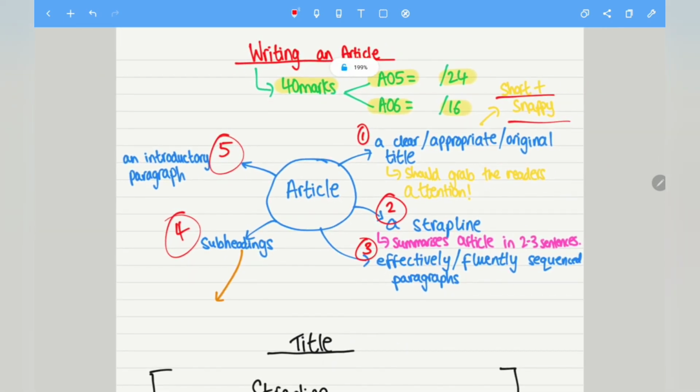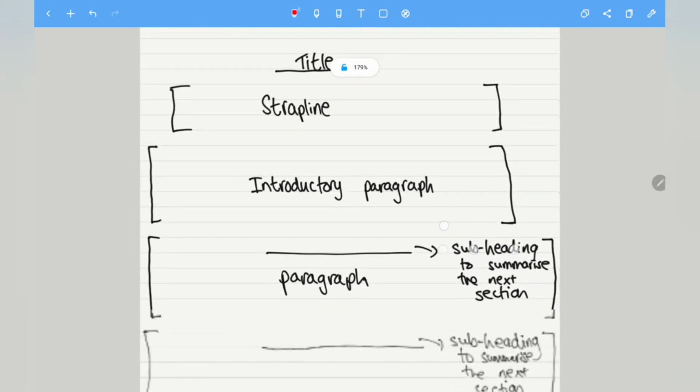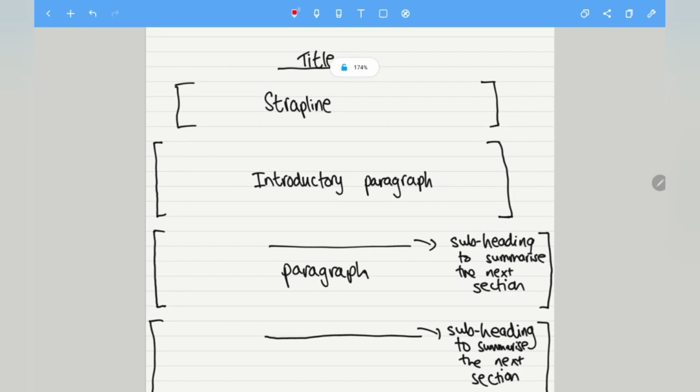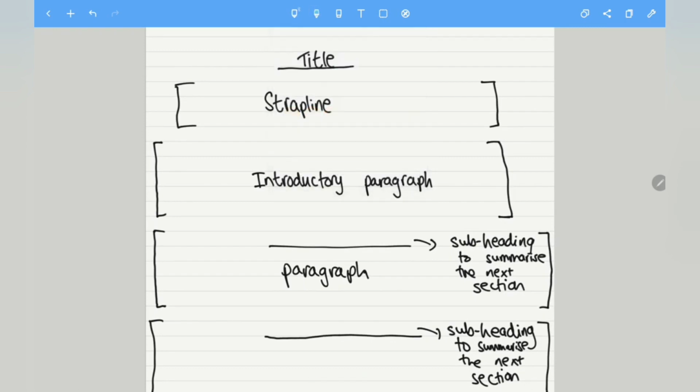Now, how would you structure this when attempting the exam question? It may look something like this, just to show you all. So the first thing you'll have right at the top is your title. Following the title, you will have a strapline. So as mentioned, that would be 2 to 3 sentences summarizing the article. So that would come directly beneath the title. So as you can see, the title followed by the strapline.